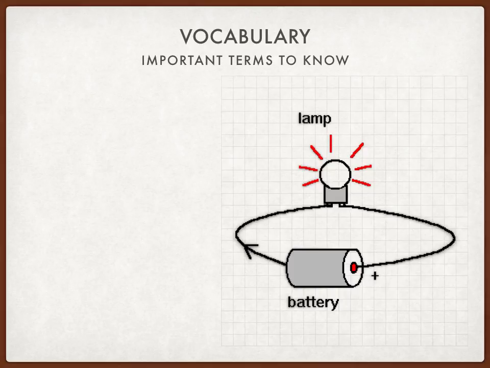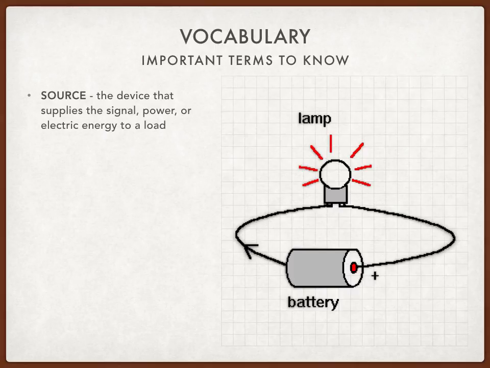Now let's take a look at some vocabulary that we need to know to understand direct current. You can see a diagram of a circuit on the right, and this circuit is composed only of a battery, a lamp, and a closed circuit, a circuit that is closed with wires. Now, one thing you need to know is the source. The source is a device that supplies the signal, power, or electric energy to a load. In the diagram to the right, that's the battery, since the battery contains all the energy that will be sent to the lamp.